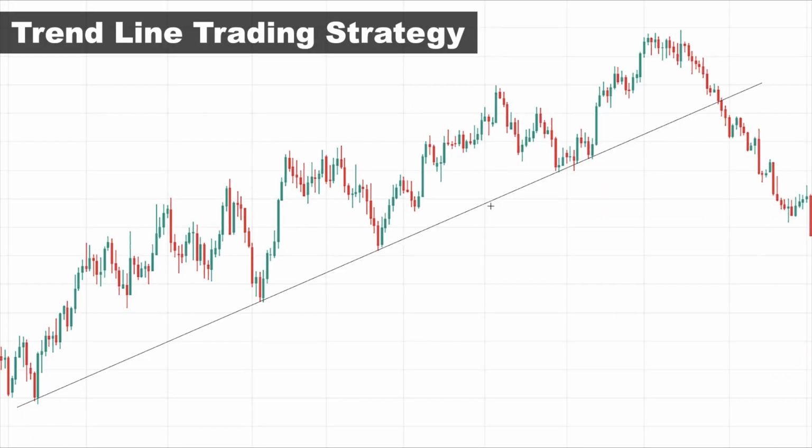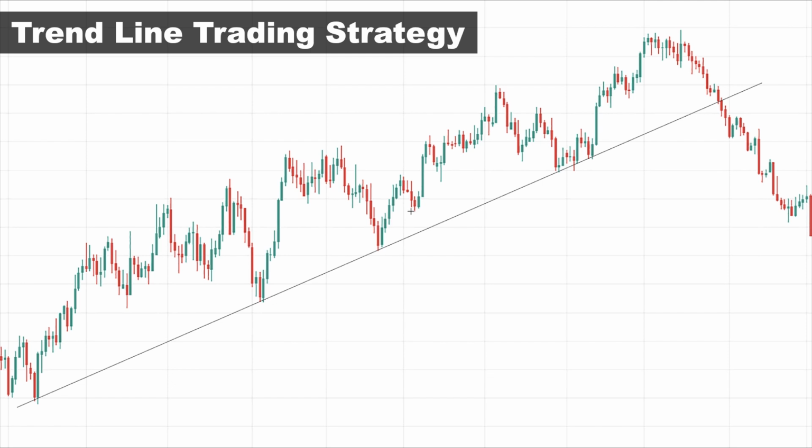Alright, the next price action strategy is trendline trading strategy. Entering in the direction of trends is the safest strategy for trading in financial markets, and it provides you a high probability trade with minimum amount of risk. Trend lines are also another types of support and resistance levels. An uptrend line acts as a support level and a downtrend line acts as a resistance level.